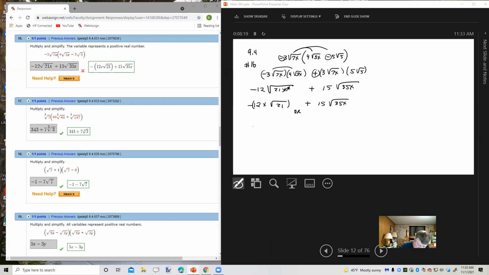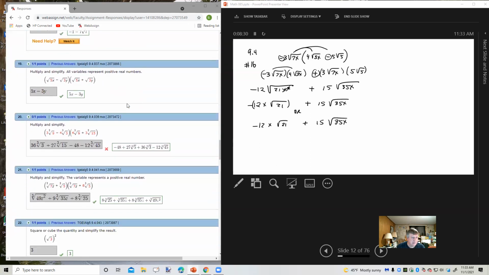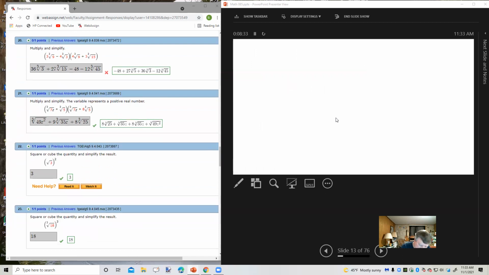So this way or like that. Okay, let's take a look now at number 20. So this again is in 9.4, number 20. Multiply and simplify. We have 3 times the cube root of 9 minus 4 times the cube root of 3, all being multiplied by 4 cube roots of 9 plus 3 cube roots of 15.